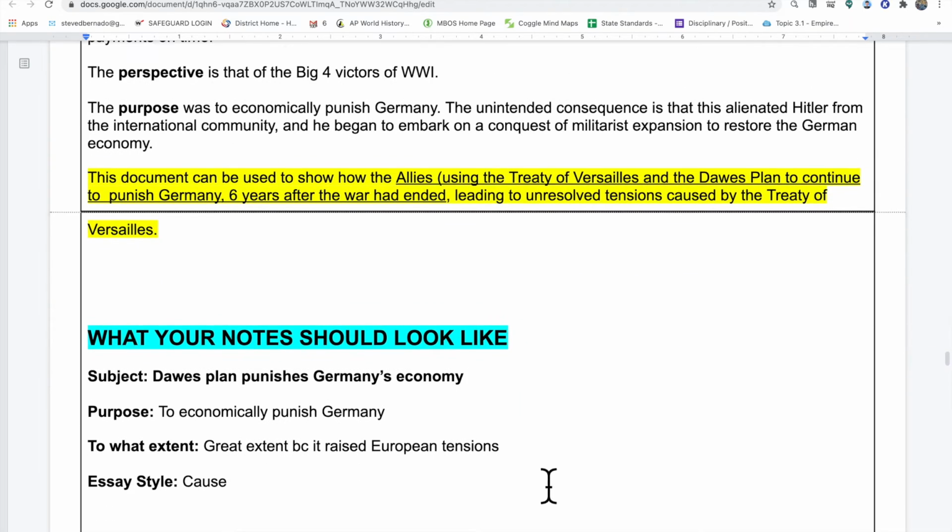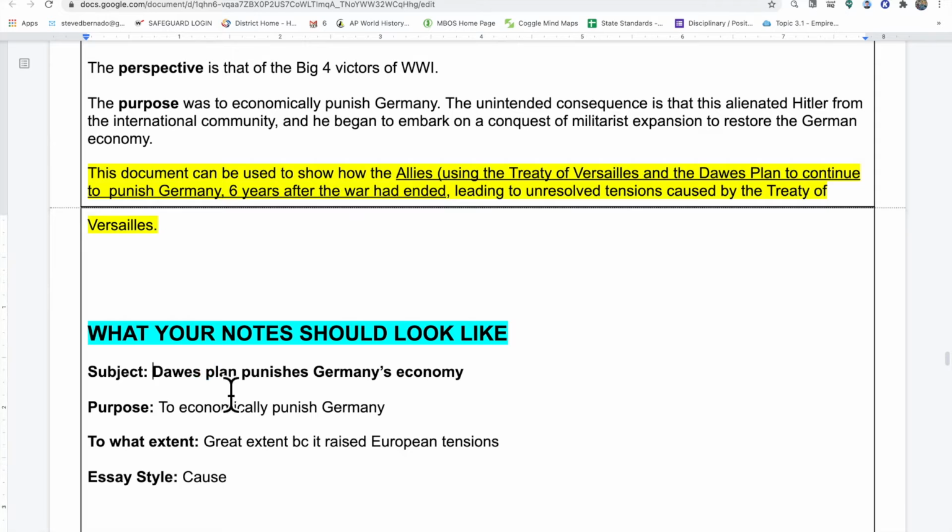What should your notes look like? Look, the Dawes Plan punishes Germany's economy. The purpose: to economically punish Germany. To what extent? To a great extent, because it raised European tensions. It's a cause. To a great extent, you can argue.